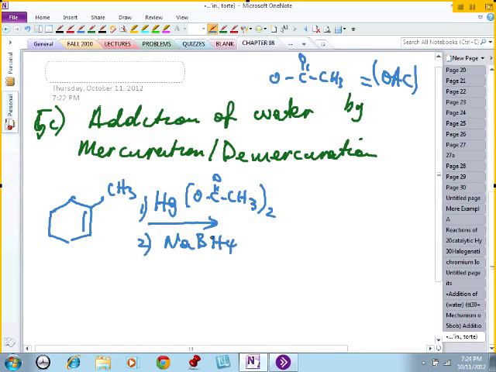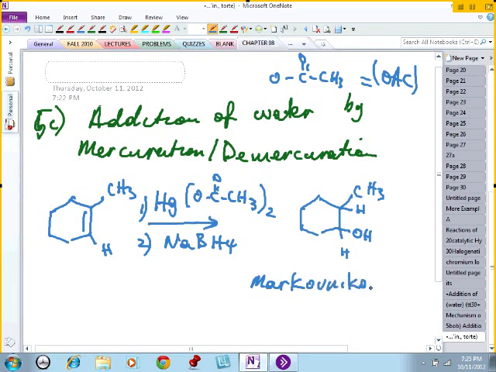This will be a Markovnikov addition of water across the carbon-carbon double bond without going through the formation of a carbocation. So this would be this here. This reaction is regiospecific, just like all Markovnikov addition reactions. It is a Markovnikov addition. The hydrogen goes here, the hydroxide goes here.